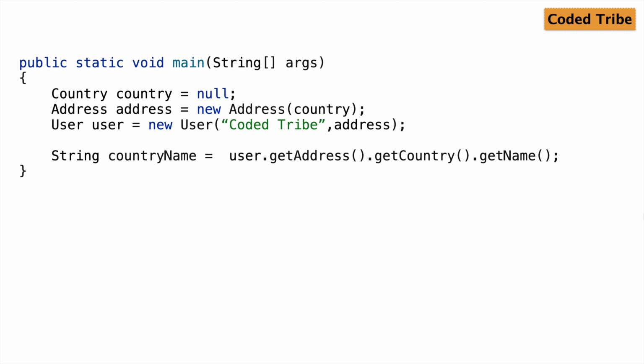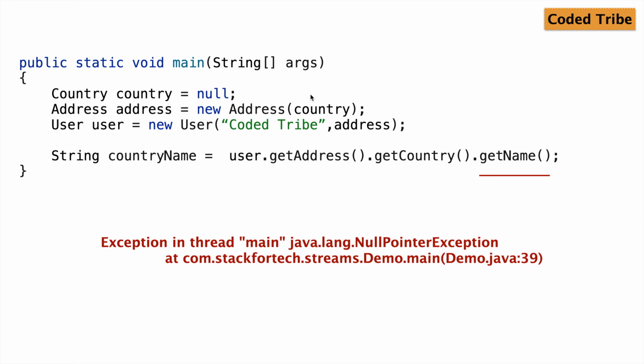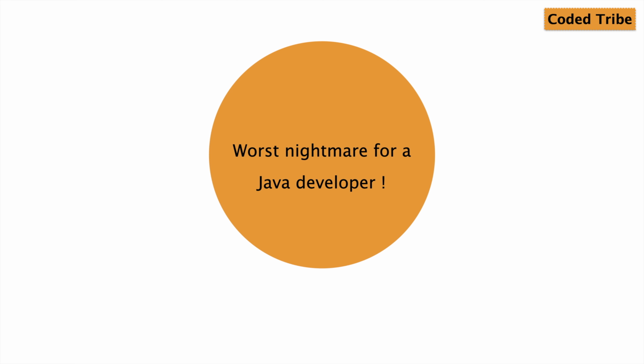Consider this piece of code right here. What can be a possible outcome of this line, user.getAddress().getCountry().getName()? Well, it is obvious that it will throw a null pointer exception, because the name, which is the data member of country, is null. And believe me, this is the worst nightmare for a Java developer.